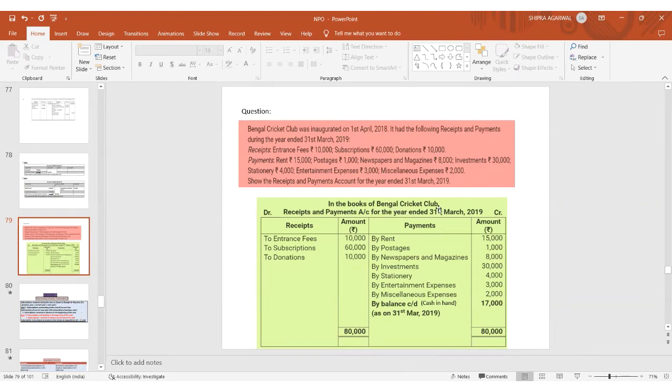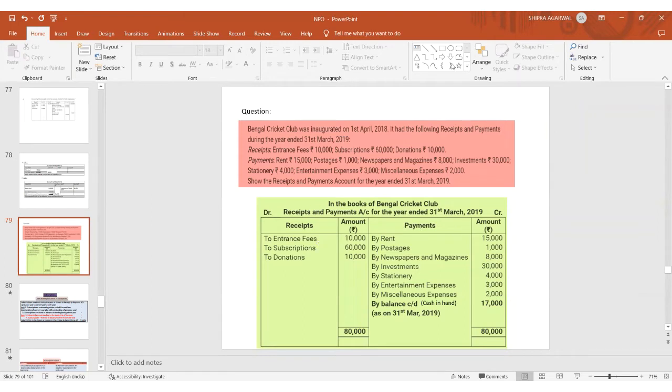So I will write it as in the books of Bengal Cricket Club, receipts and payments account for the year ended 31st March 2019. Then we'll do the total of both the sides. See, nothing was mentioned related to opening balance. So we'll assume that there was no opening balance, or it was a zero balance, or maybe it's a new organization. As in this case, it is specifically given that it was inaugurated on 1st April 2018. So certainly it was a new organization, and as such, there was no opening cash and bank balance.